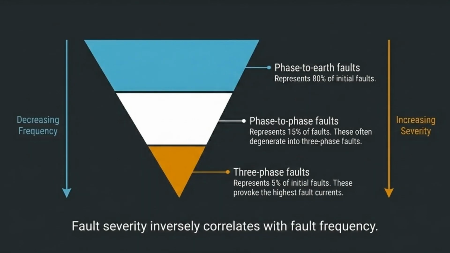Faults follow a pattern where severity inversely correlates with frequency. While phase-to-earth faults are the most common, accounting for 80% of occurrences, three-phase faults are the least frequent but produce the highest and most destructive fault currents.